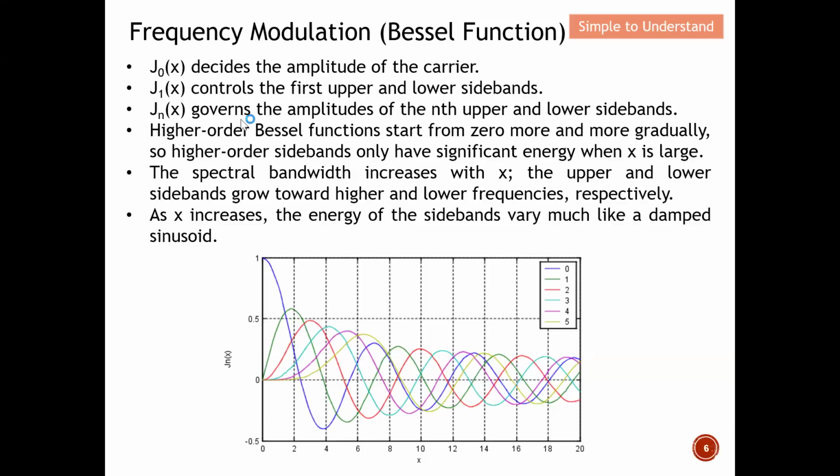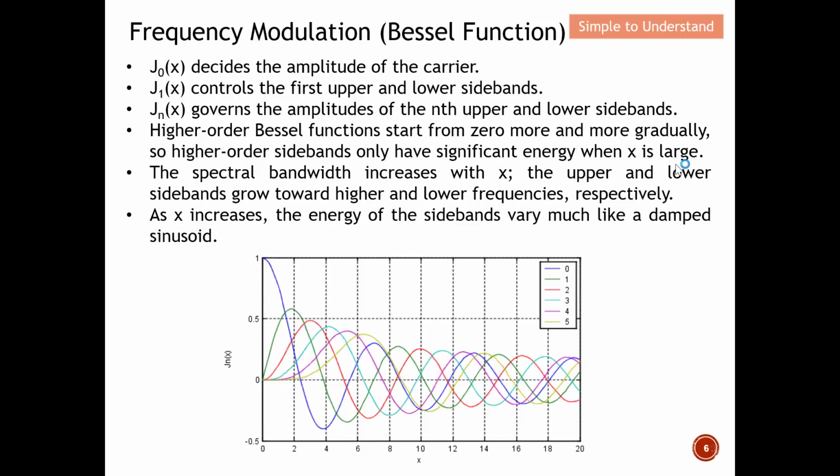Okay, the higher the order, the Bessel function actually starts from 0, which means that the first one will be the one that starts from 1. The rest of them, which are the higher order Bessel functions, all of them actually start from 0. So this is what it means. The higher order Bessel functions start from 0, which means that the only one, which is J0, will appear at 1. The rest will all start from 0, and more gradually. So higher order sidebands only have significant energy when X is large.